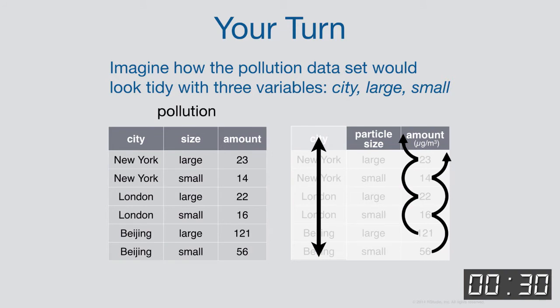Okay. So this is our pollution data set, and it has 3 variables distributed like this. We can make this data set tidy with a column called city, a column called large, and a column called small. Before we do, try to picture in your mind what that would look like, which will help you understand the goal we're working towards in the next few slides.